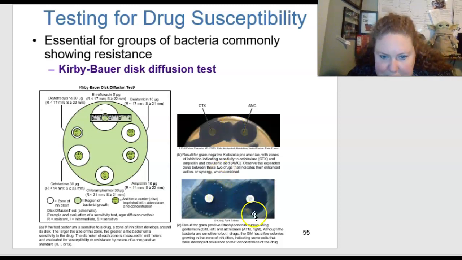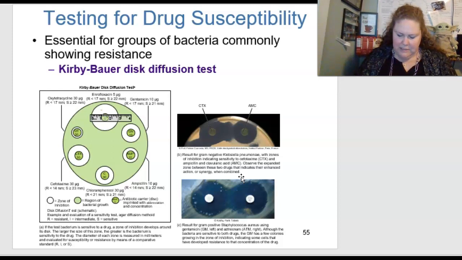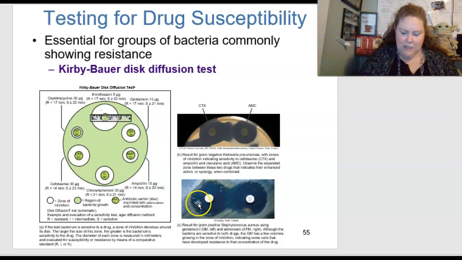And then down here, you can see the results for gram-positive Staphylococcus aureus using gentamicin on the left and ATM on the right. Although the bacteria are sensitive to both drugs, the GM on the left, the gentamicin, has a few colonies growing in the zone of inhibition, which you can see as these little dots here, and this indicates that there is some antibiotic resistance that has already developed at that concentration of the drug.